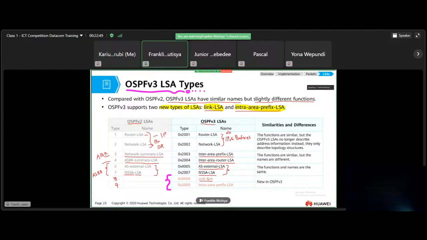link information. And then we have the intra-area prefix LSA. Okay, yeah, these are new. We are going to discuss them shortly.